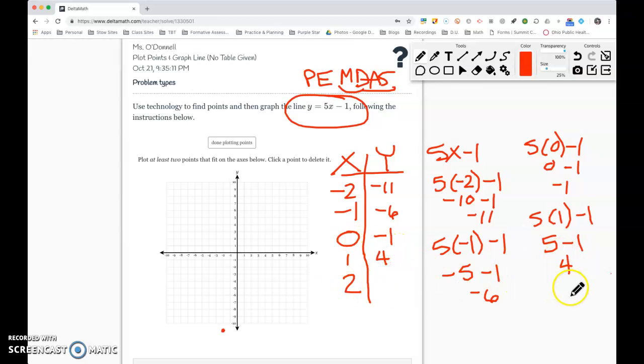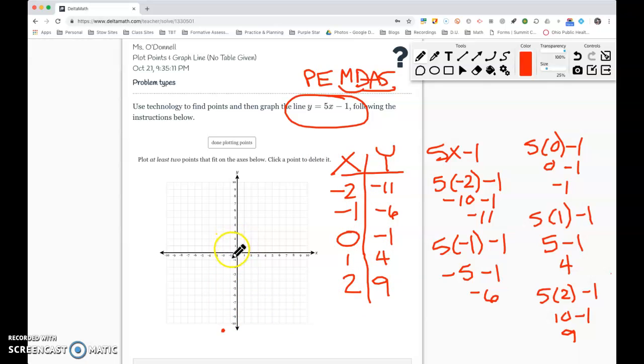And then same thing down here. I'm going to take that 2, plug it in for x. 5 times 2 minus 1. 5 times 2 is 10. Minus 1 makes 9. And then I'm going to go ahead and plot. These are all points on my line, so I'm going to plot them.